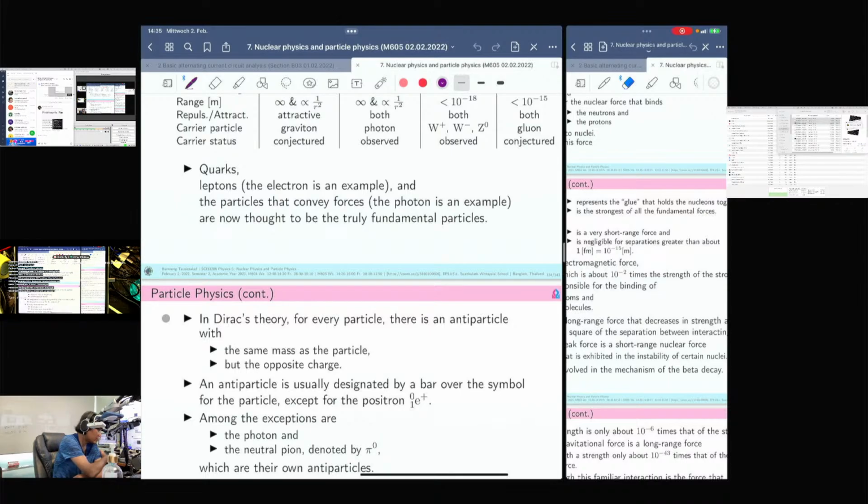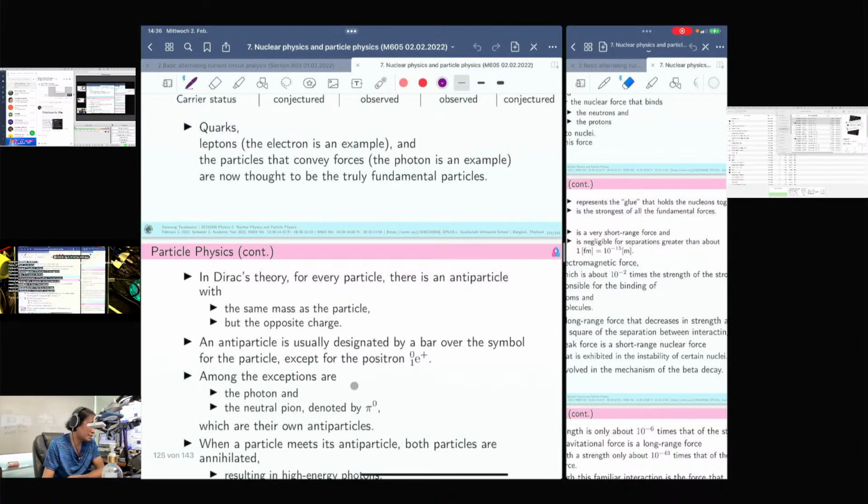Let's take a look at the basic theory of physics particles. One of the things is Dirac's theory. He said that for every particle, there is an antiparticle with the same mass as the particle, but opposite charge or opposite number of something. An antiparticle is usually designated by a bar over the symbol for that particle, except for the positron. The positron uses the positive sign in the superscript at the right-hand side instead of the bar, because we use the electron notation, and the negative one means the electron.